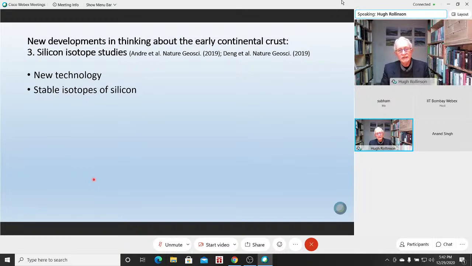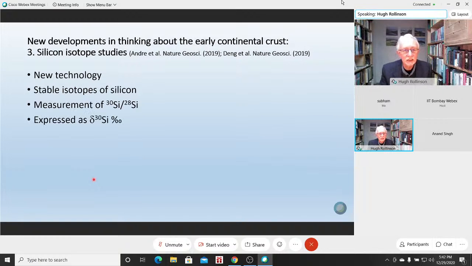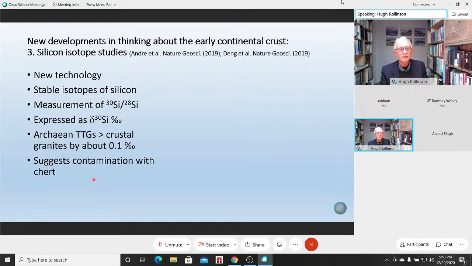Now, the study of silicon isotopes depends upon fairly recent developments in ICP technology, where ICP mass spectrometry has allowed us to analyze a raft of new isotope systems, and the stable isotopes of silicon are one such system. In this case, we measure the ratio of the isotope silicon-30 to silicon-28, and this is expressed on the silicon isotope diagram as delta silicon-30 in parts per thousand.